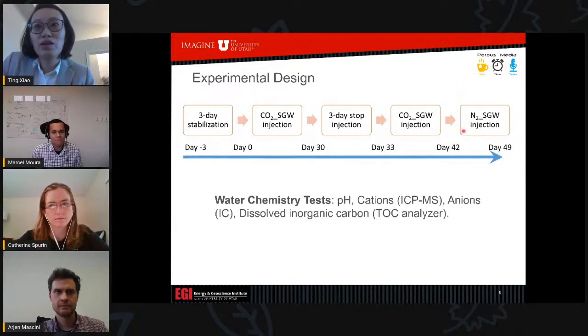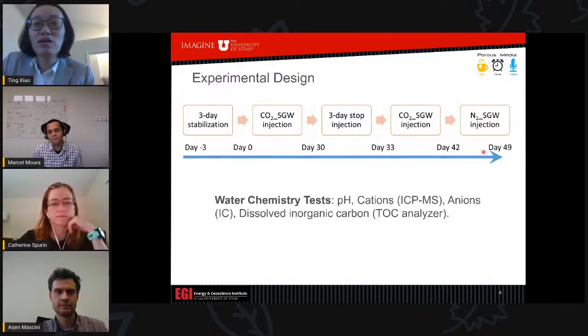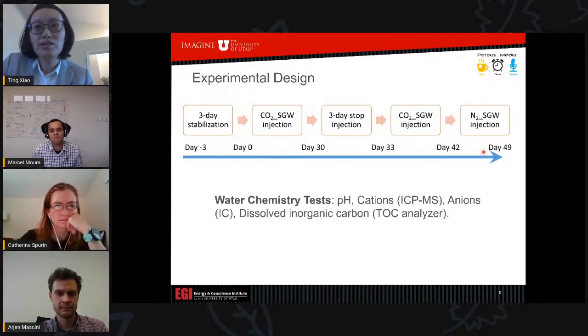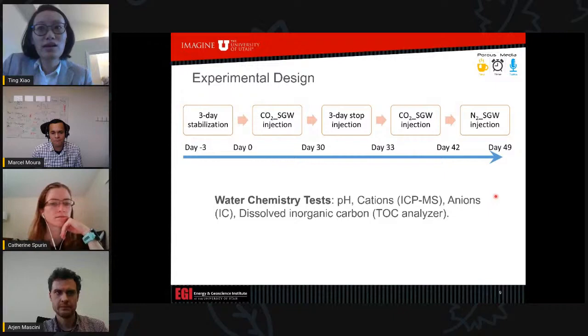And after that, we change the injection water to nitrogen synthetic groundwater to mimic when we fully control the CO2 release and CO2 intrusion is stopped. This period is for another week, so the total experimental time is 49 days. With the water samples, we test pH, cations, anions, and dissolved inorganic carbon.